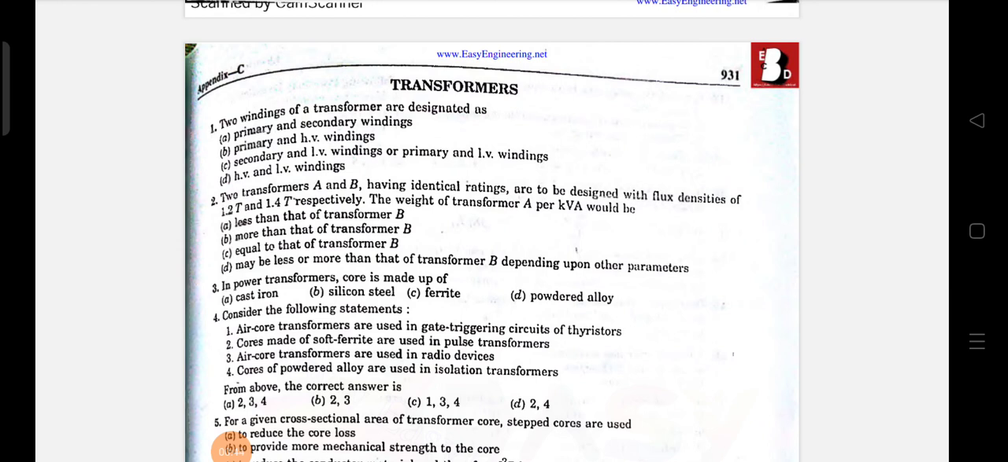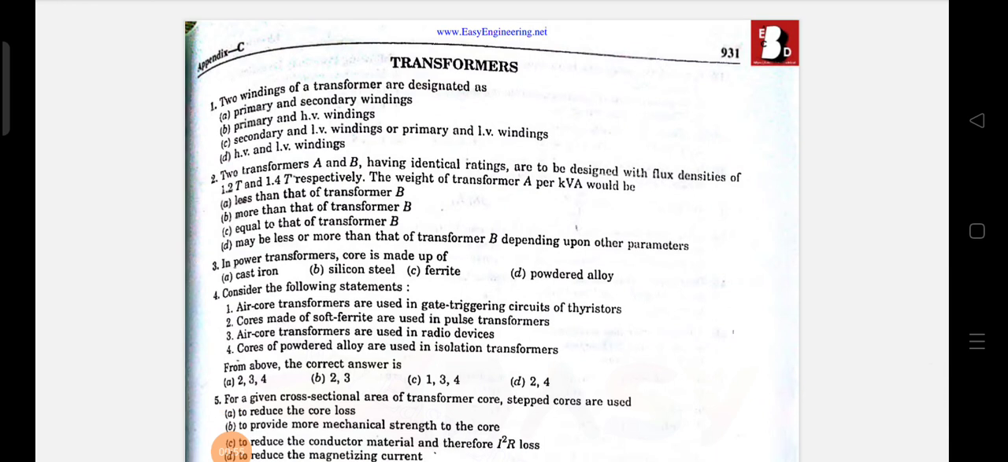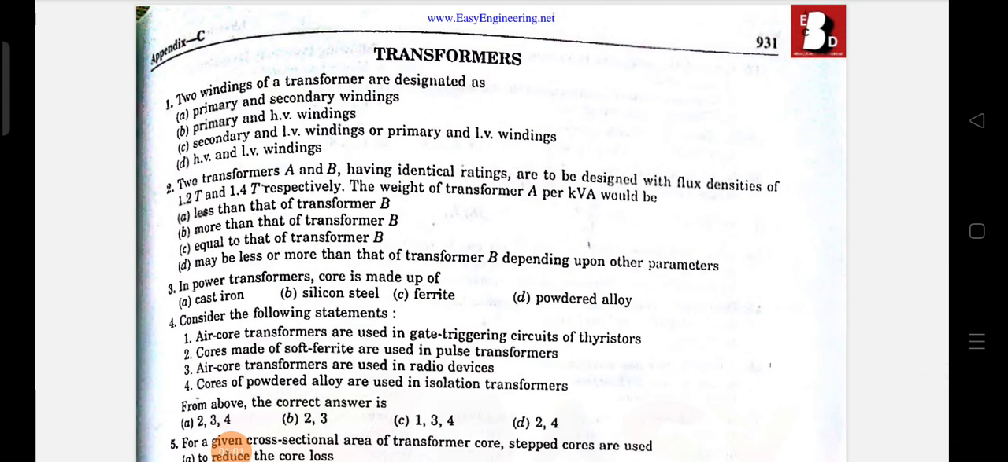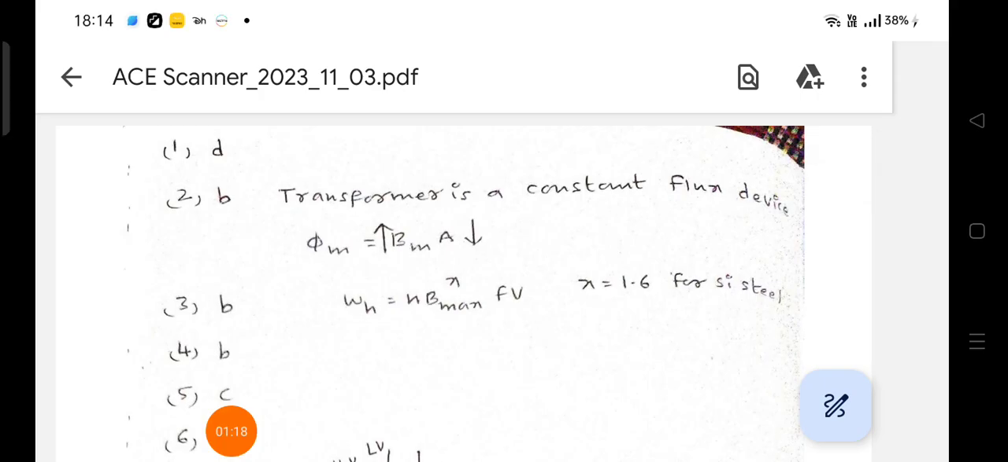Next, two transformers A and B having identical ratings are to be designed with flux densities of 1.2 Tesla and 1.4 Tesla respectively. The weight of transformer A per kVA would be, okay, now see here, transformer is a constant flux device. Flux phi m is equal to maximum flux density B maximum into area of cross section A. Now see here, in the first case B maximum is given as 1.2 Tesla, in the next case B maximum increases to 1.4 Tesla.